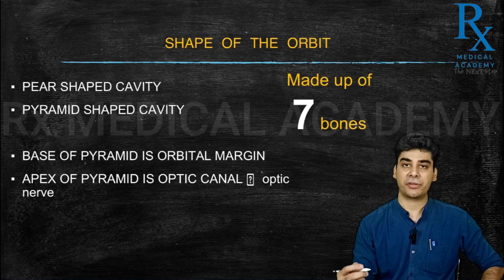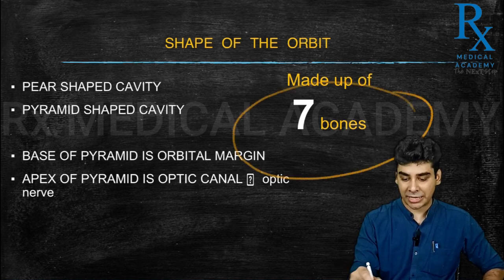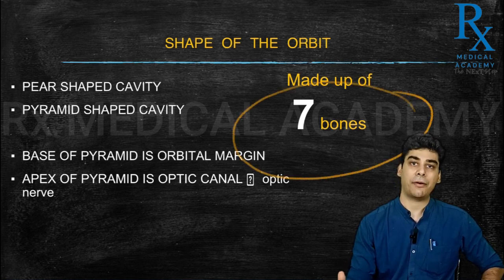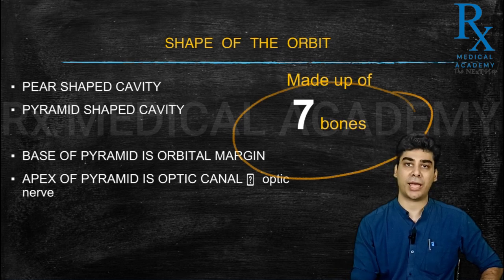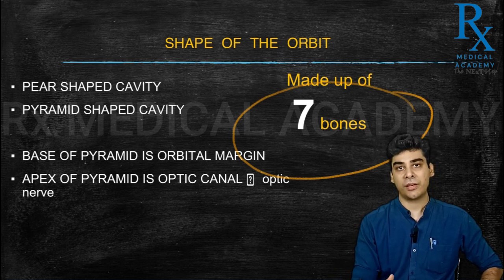It is made up of 7 bones. Now 7 is a very magical number when it comes to the eye. We have 7 bones which form the wall of the orbit. We have 7 nerves which innervate the orbit. We have 7 muscles in the orbit. And we have 7 muscles and 7 layers in the eyelids.